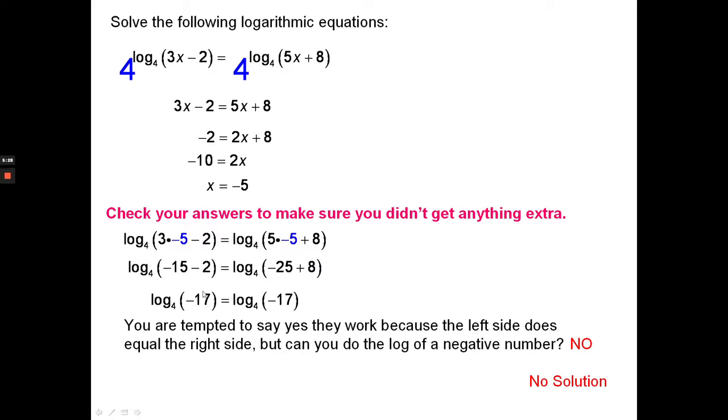If this came down to log base 4 of positive 17 equals log base 4 of positive 17, then we could have kept our answer. But because we have a negative in here, you can't do the logarithm of a negative number, no matter what the base is. So we have no solution on this one. Okay, and many kids are going to ask, but how do you plug that sort of stuff in the calculator? What do you see in the calculator? I will show you that on a future problem here.